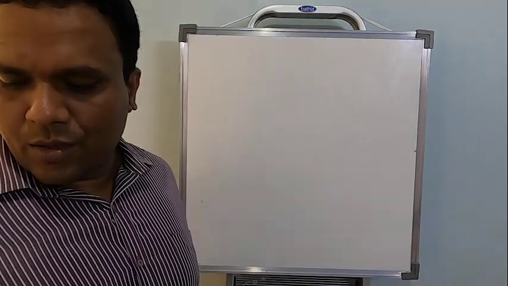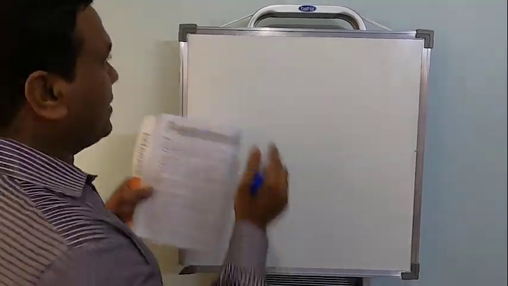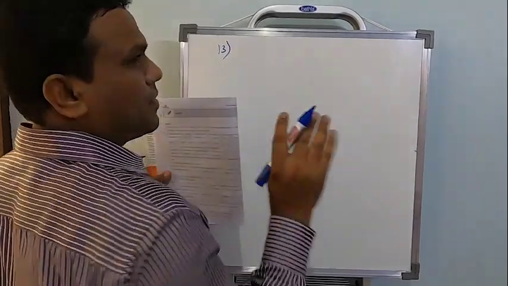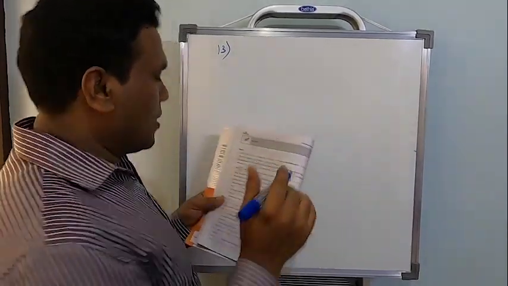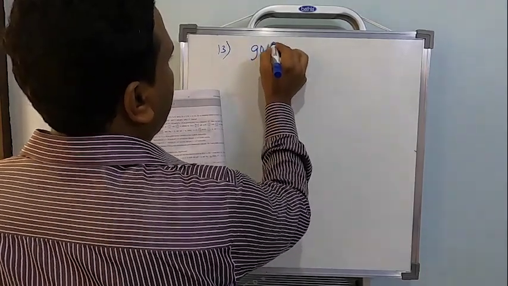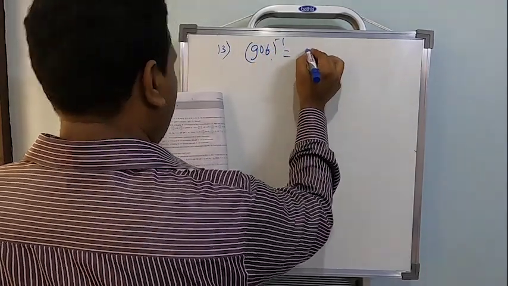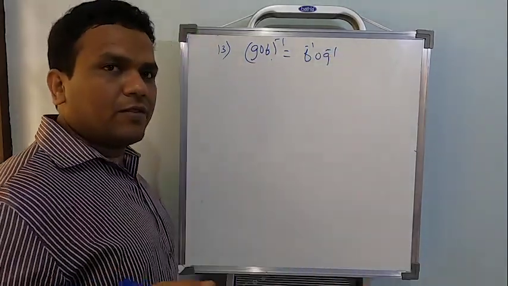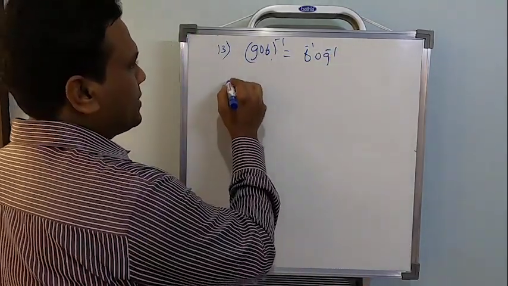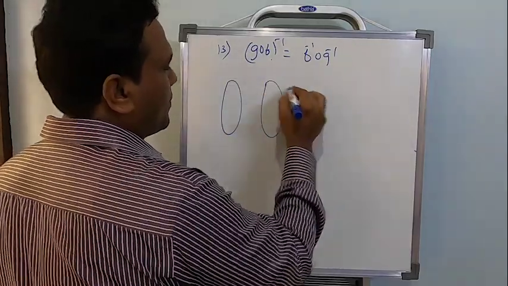Fine students. Now there is problem number 13. Don't give much importance to the last few problems. Okay. Now in this last one I need to find (g of f) inverse equal to f inverse of g inverse. I'll explain everything with the help of the arrow diagram. It's quite easy. What is g of f?